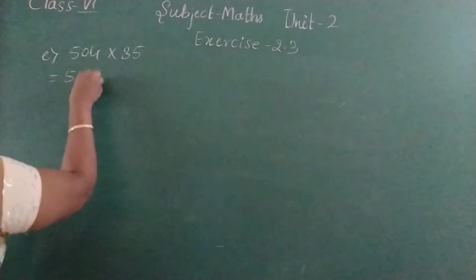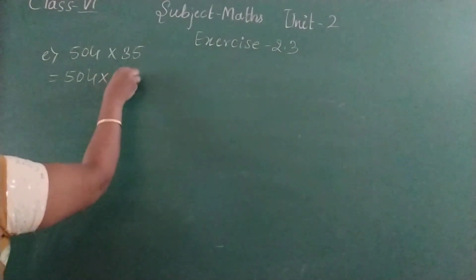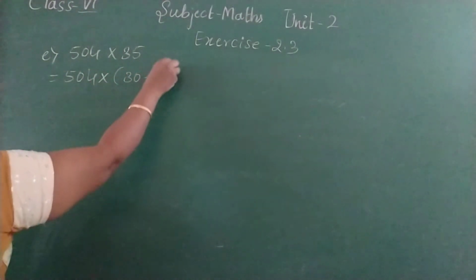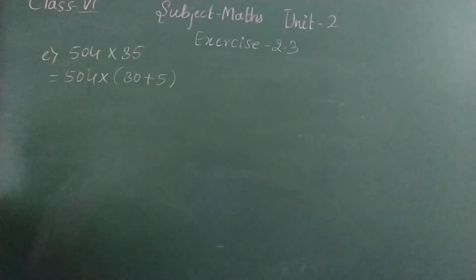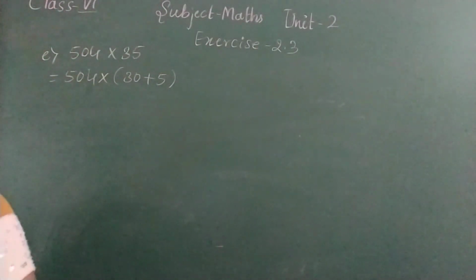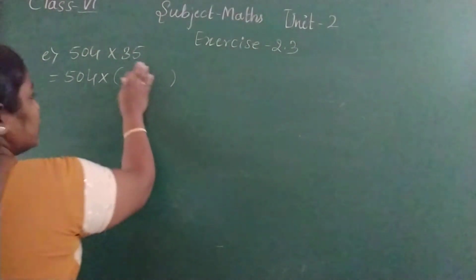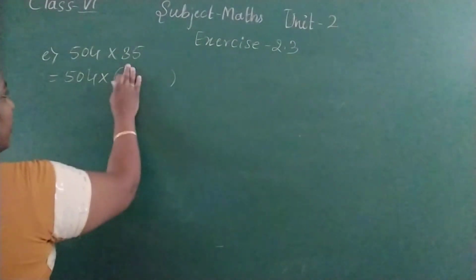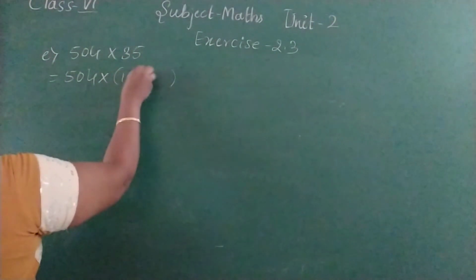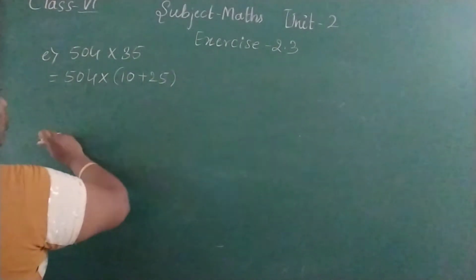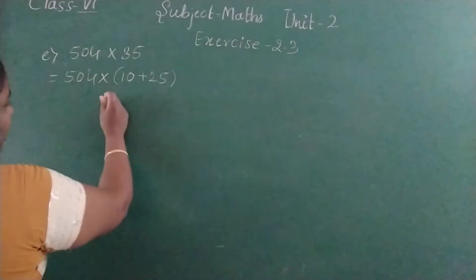So 504 into 35 can be written as 30 plus 5. Or else, to make the multiplication easy, you can write it like 10 plus 25. Let's see what will happen.